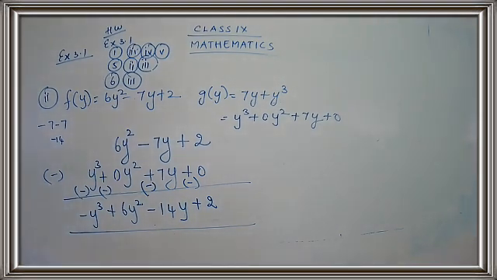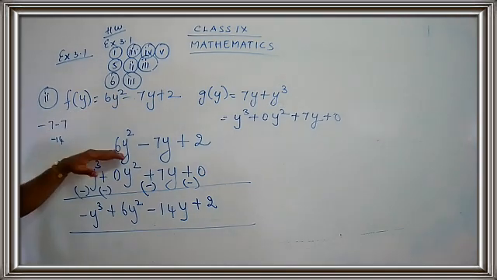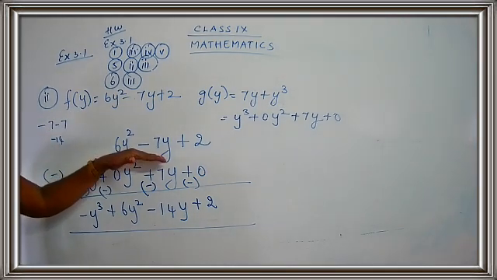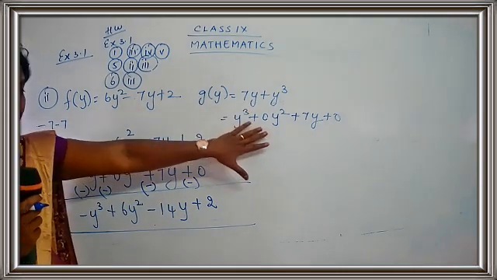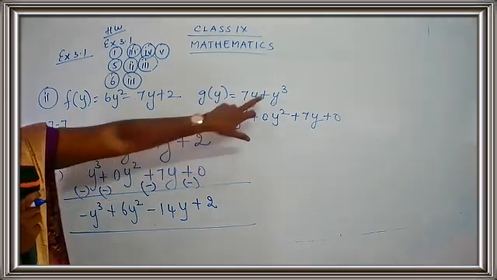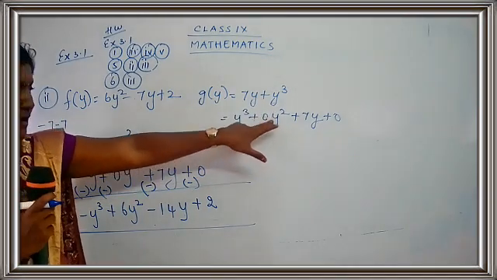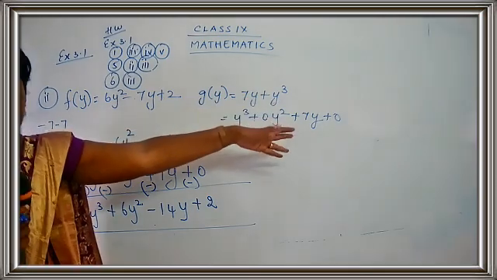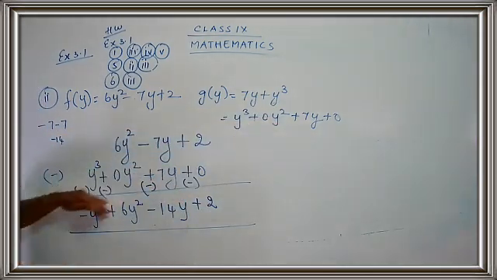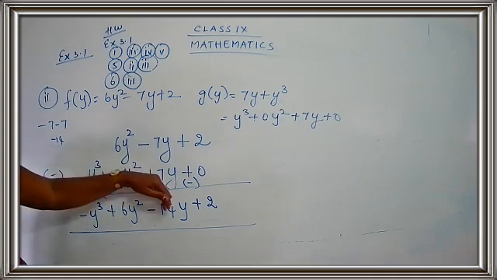Listen to the steps. So first of all, you have to write down the first polynomial, 6y square minus 7y plus 2. Write down the second polynomial. Here some terms were missing, so I just added the 0 part there. So y square was missing, so I have added 0y square. And a constant part was missing. Here 2 is there, here no number is there, so I have just added 0. So now I am just arranging it properly. So y cube, 0y square, 7y, 0.